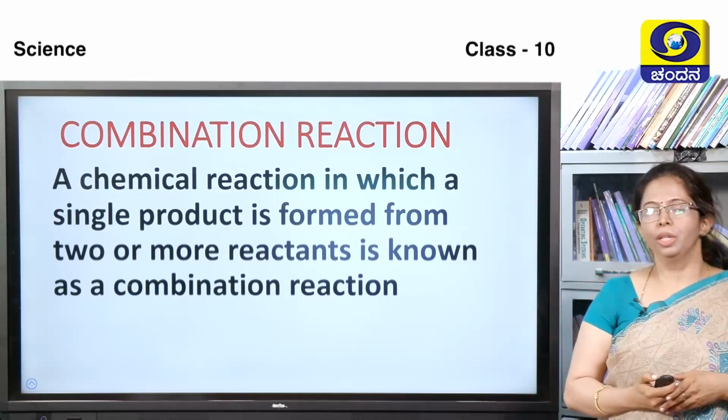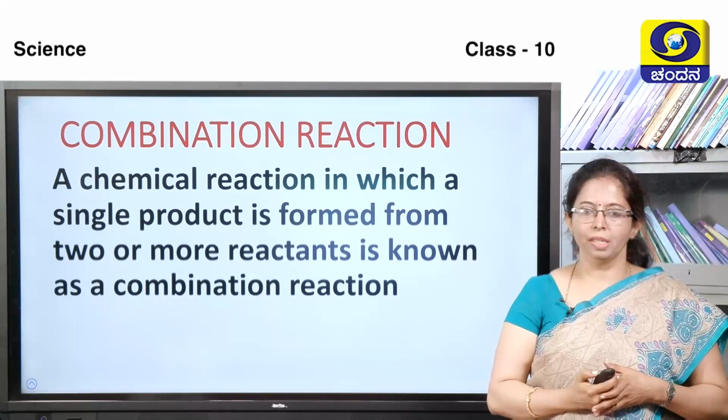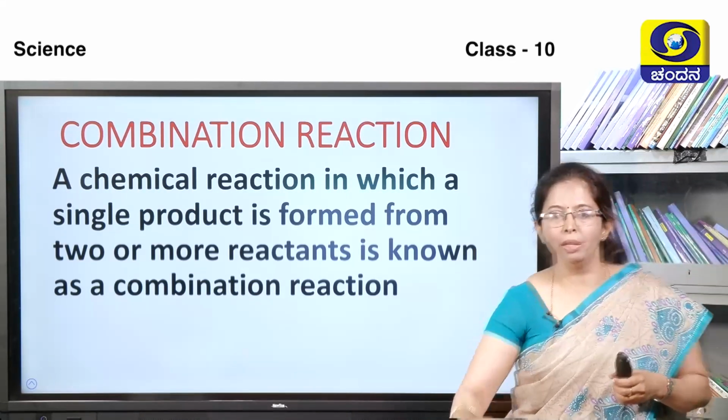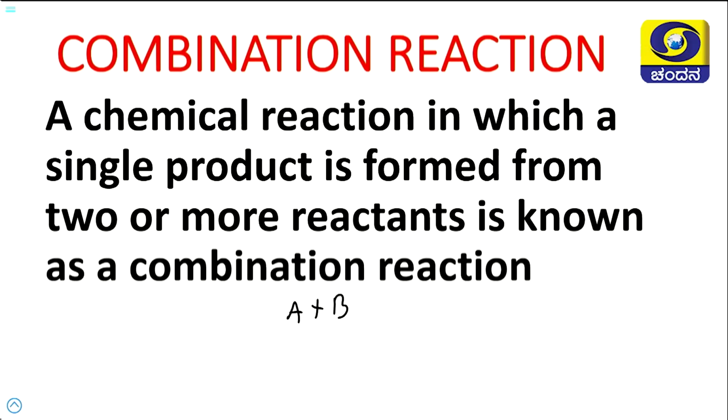A chemical reaction in which a single product is formed from two or more reactants is known as a combination reaction. In a simple manner, if we want to depict this reaction, A plus B gives rise to C. It is just an alphabetical depiction of the combination reaction. Later on we will look at examples. So, it is a reaction in which a single product is formed when two or more reactants react together.